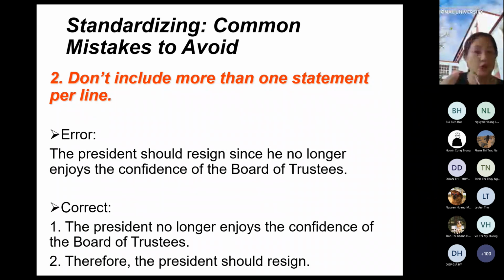Okay. We should avoid it. If you have it, you have to fix it. If your friends send you the documents for the group work, and they made this kind of mistake, you have to help them fix it. Okay, work together and fix the problems.